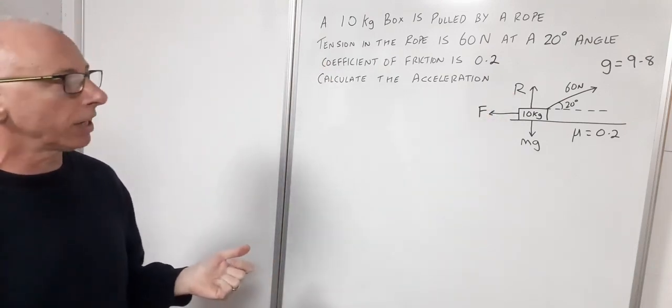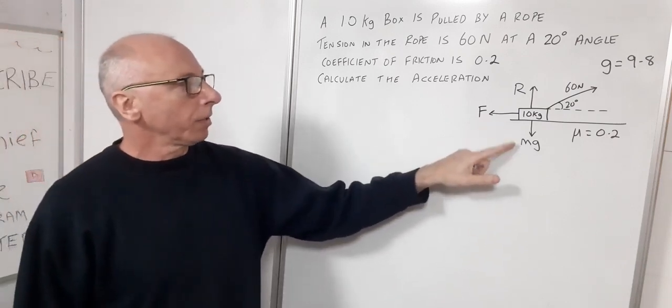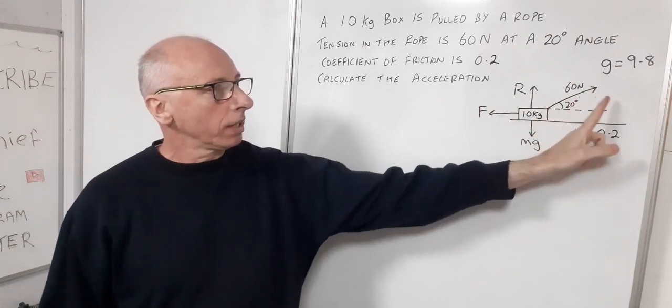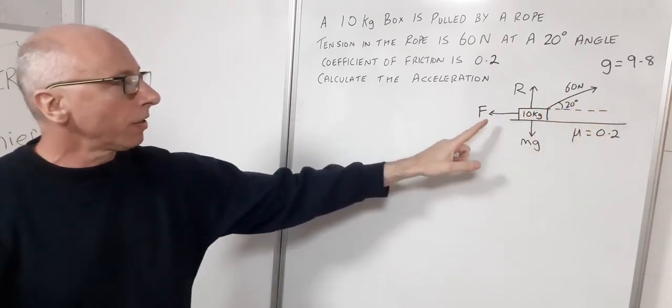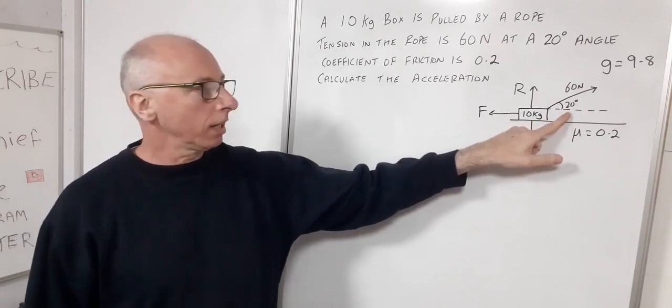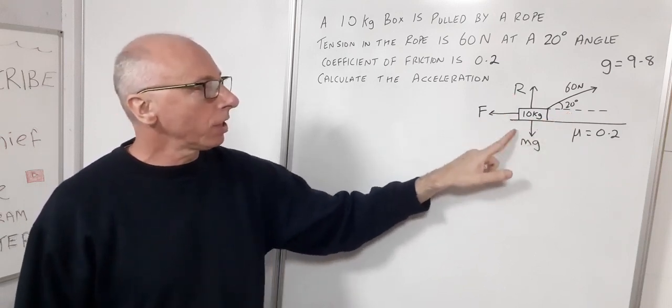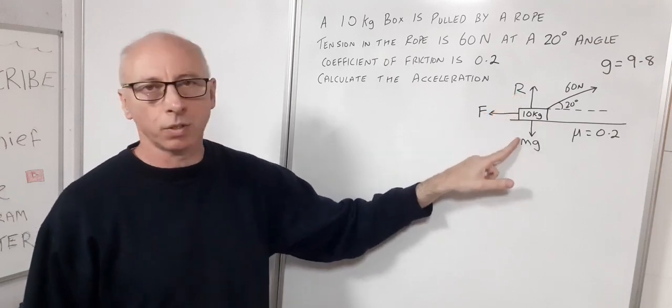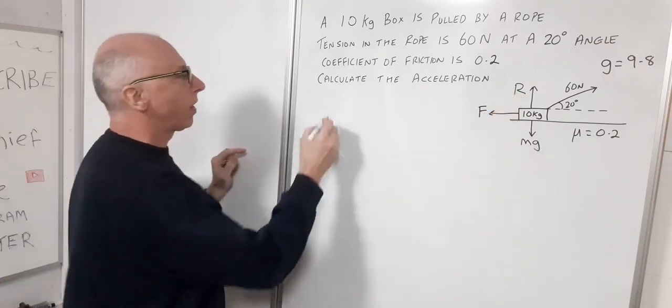calculate the acceleration. As the rope is pulling this along, it's pulling it along in this direction. So therefore this force here will be opposing this force here. But for the vertical force, there will be no vertical motion, so this force will be equal to this force. So let's work out what that is.